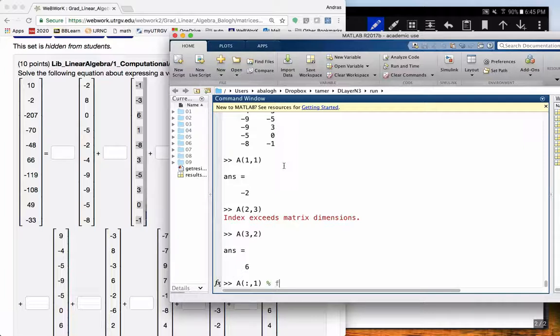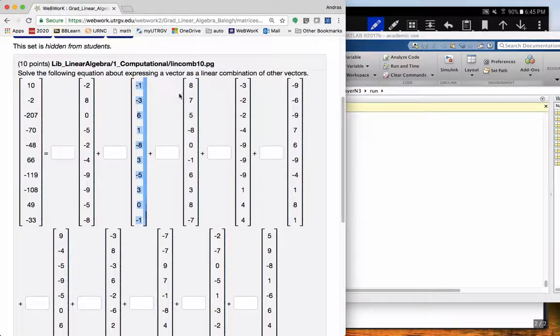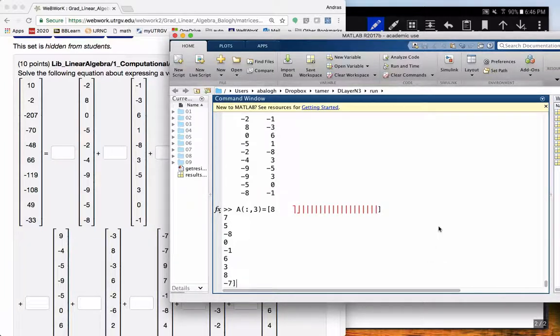But then you can also do things like A, colon, and 1. This is the first column. So what this colon stands for is all rows. And that means that once you have 2 columns, then to get the third column, you could actually specify that the third column of A will be this third column from here. So A third column is this. This is a new column.